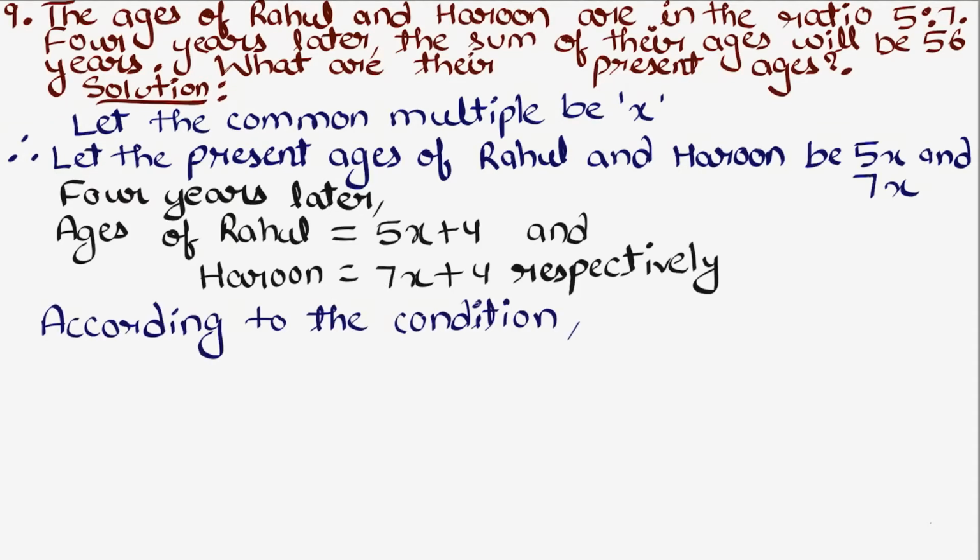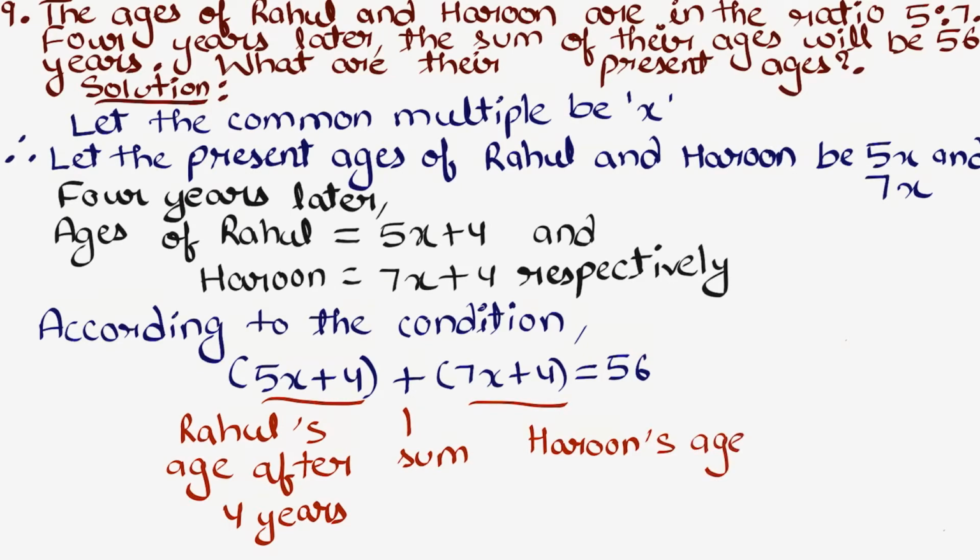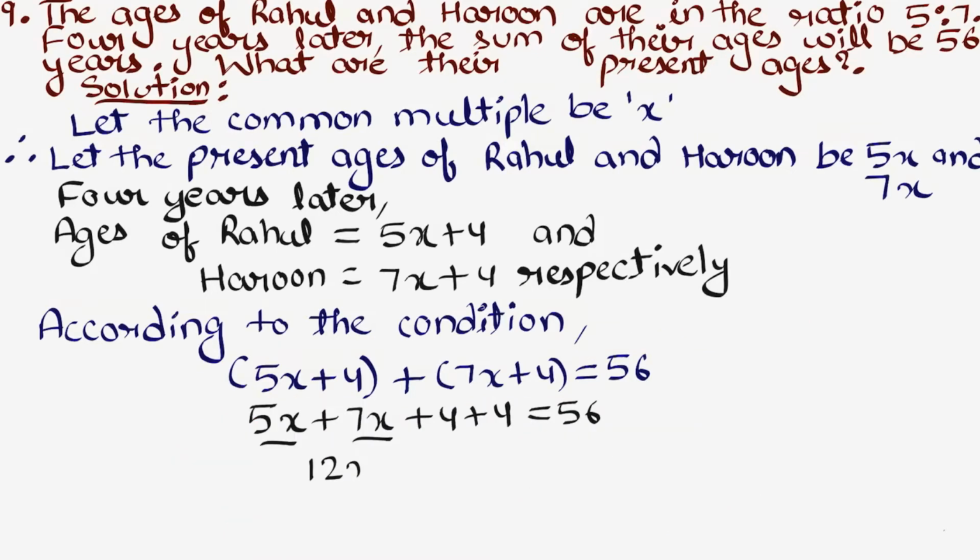Now, according to the condition given in the question, Rahul's age after 4 years would be 5x plus 4, sum means plus, and Haroon's age after 4 years, 7x plus 4, their total is equal to 56 years. So we have framed the linear equation that is on the screen right now. Now bringing the like terms together, 5x plus 7x, 4 plus 4, is equal to 56. 5x plus 7x would be 12x, 4 plus 4 is 8, equal to 56.